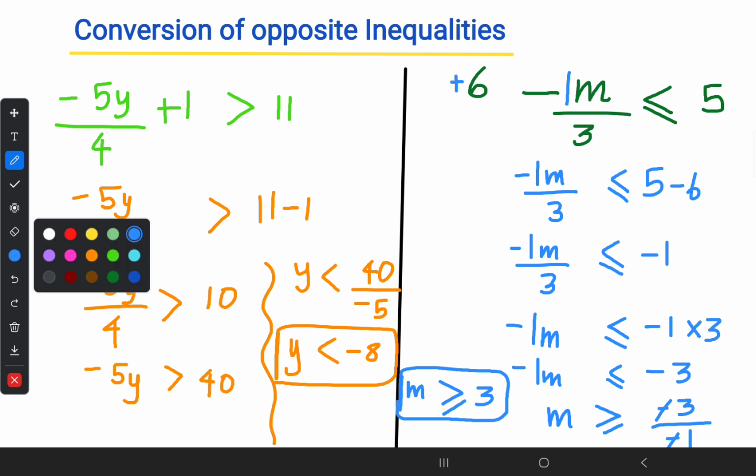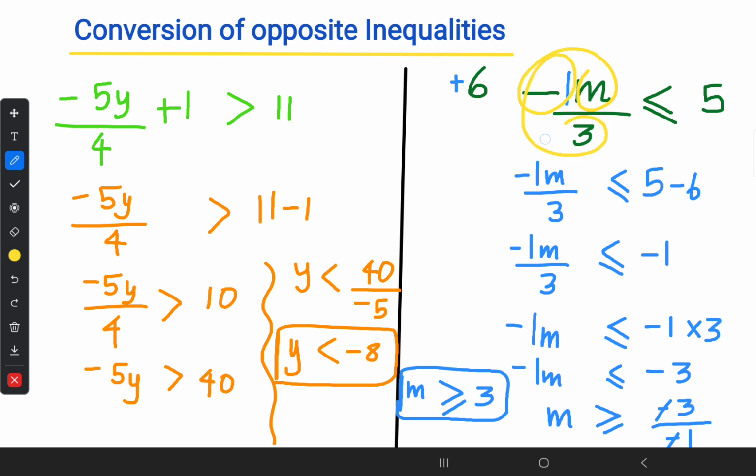I'll recall once more what we did here. M multiplied with negative 1 divided by 3 and added with 6 is less than or equals to 5. First, I just wrote the positive 5 as a negative 5 in subtraction. Then the positive 3 number as a multiplicand. And finally, negative 1 as a dividend. In those cases, the direction will change to its opposite. Likewise, we concluded to get the final solution as m is greater than or equals to 3.